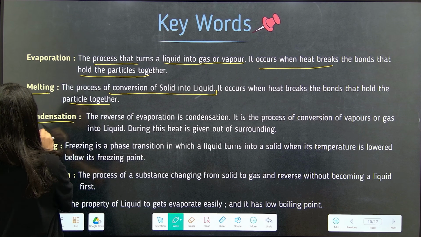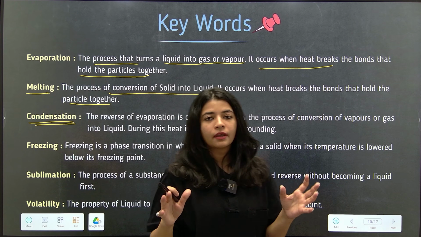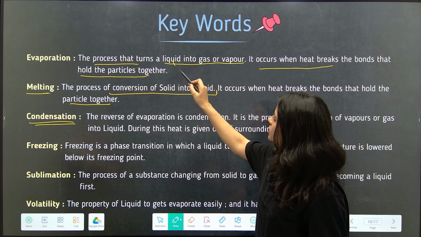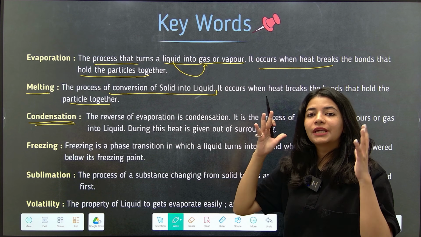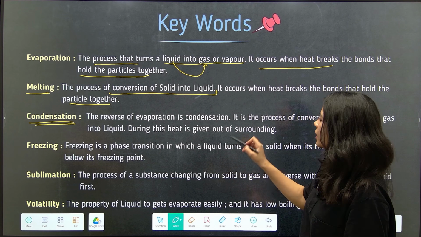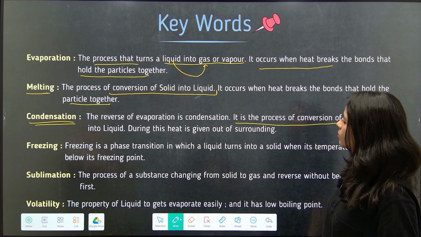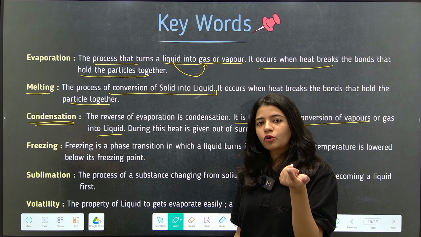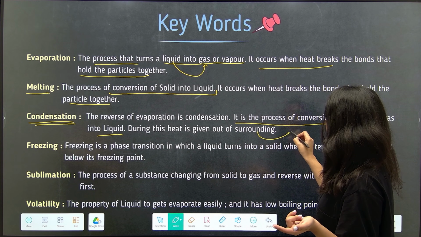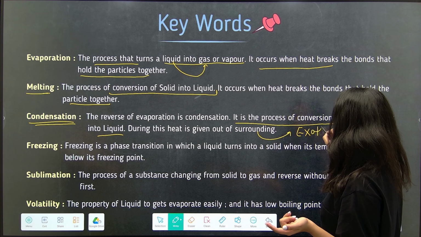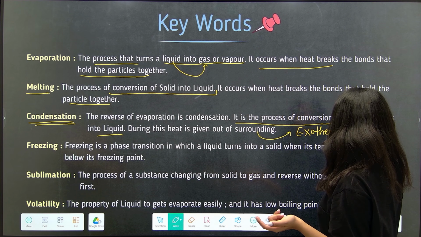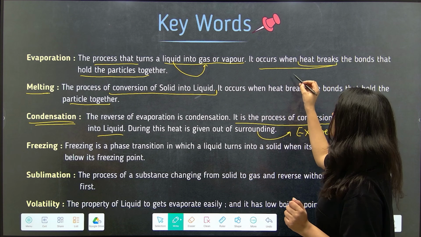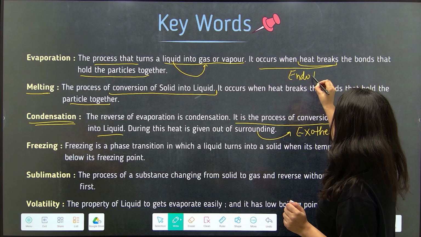Okay, next one is condensation. What is condensation, students? So the reverse of evaporation. What was happening in evaporation? Liquid was converting into gas, but in condensation the gas or vapors get converted into liquid. It is the process of conversion of vapor or gas into liquid. During this, heat is given out. So what type of process is condensation? It is exothermic. Why? Because heat is given out, and the above two processes where they need heat or they absorb heat, these are endothermic. Okay.